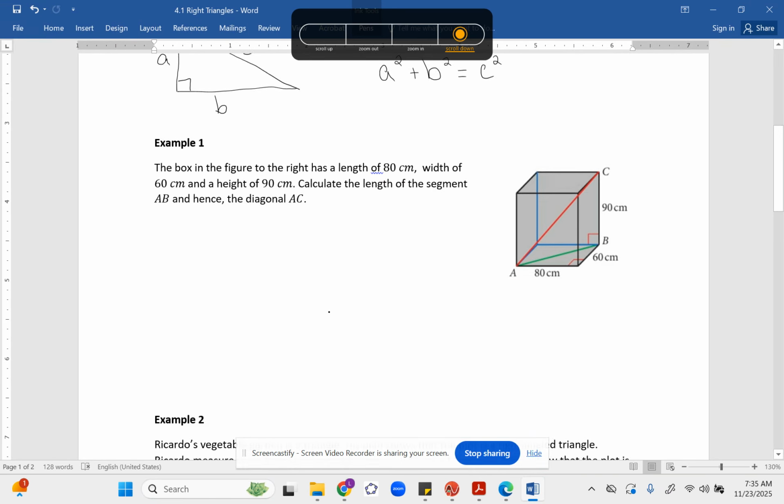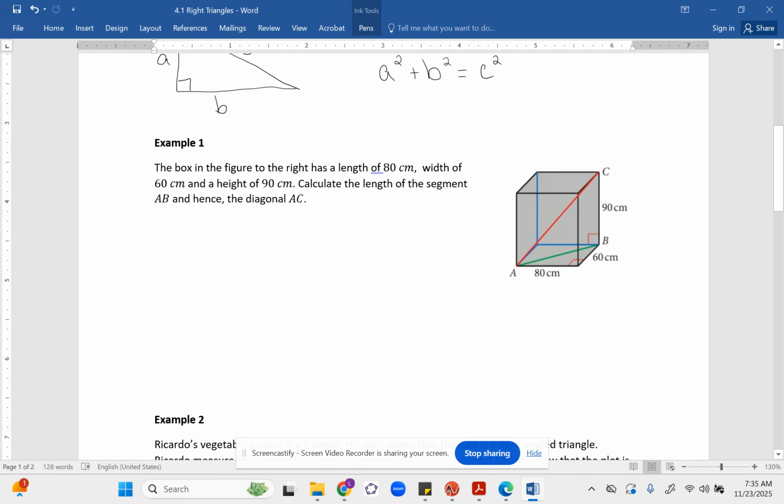The first example: the box in the figure to the right has a length of 80 centimeters, labeled for us down here, a width of 60, labeled for us, and a height of 90. Great. This one's guiding us through by first saying calculate the length of segment AB. That's the green one. And then find the length of segment AC, which is also already drawn for us in the diagram, the red one.